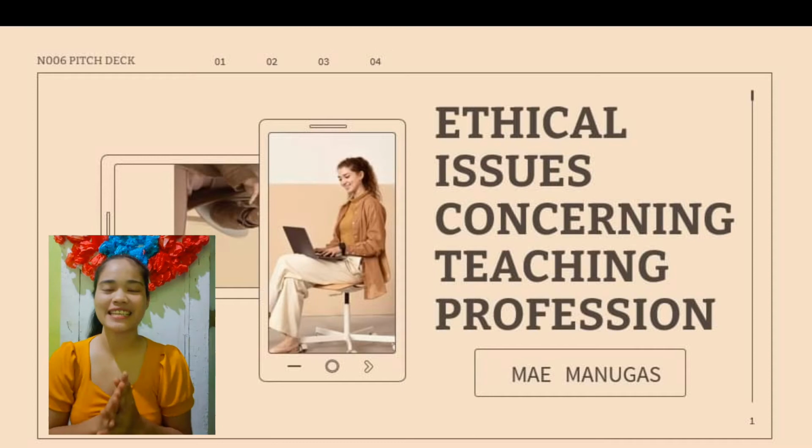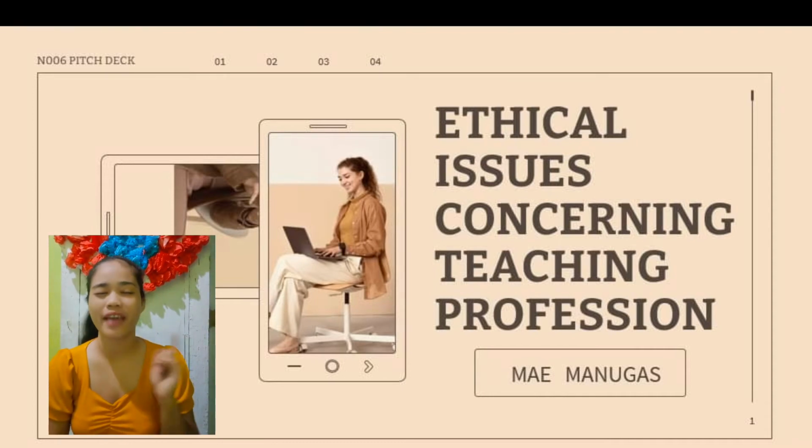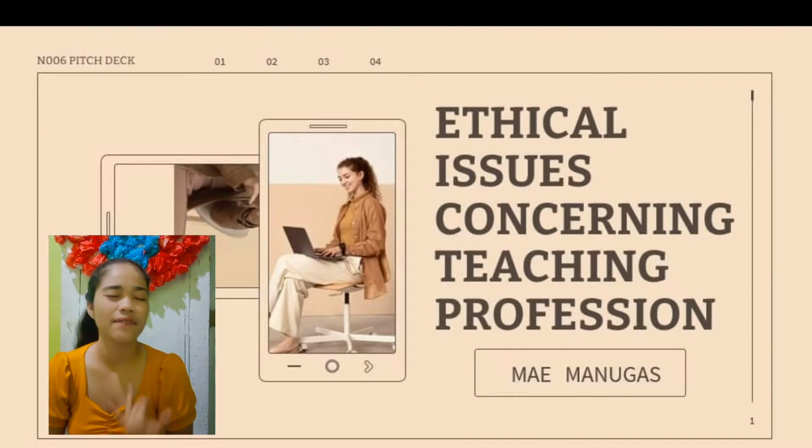Hi everyone, this is May Manugas and today we will tackle all about the ethical issues concerning the teaching profession. But before that, let's first have the objectives for this lesson.